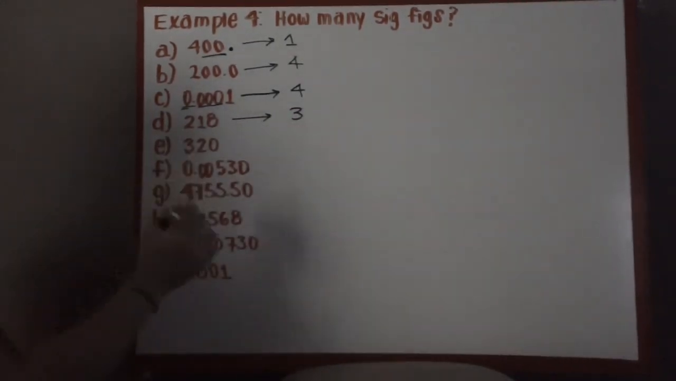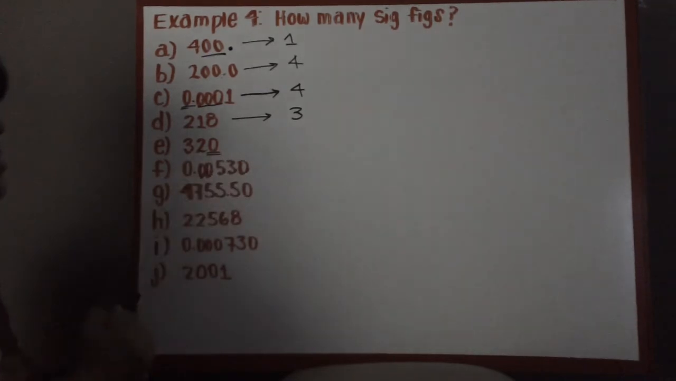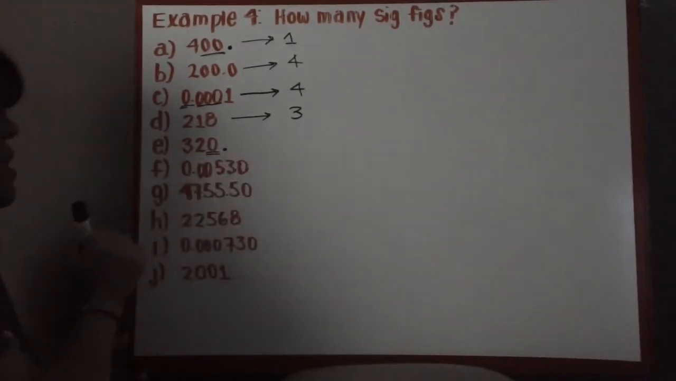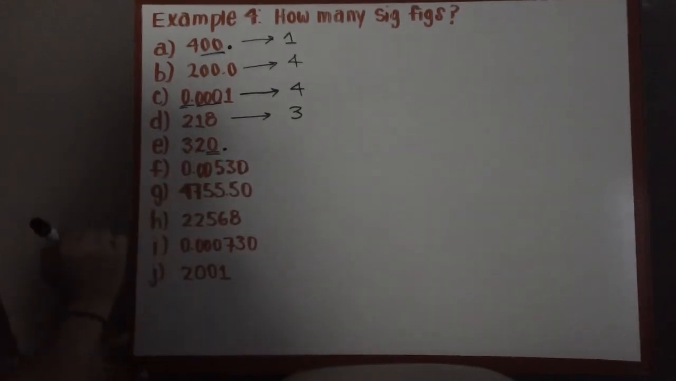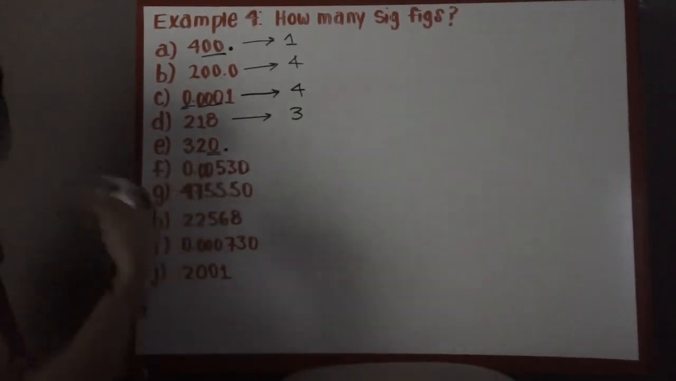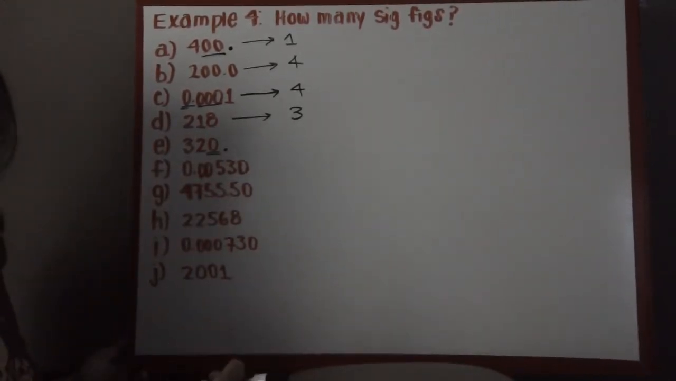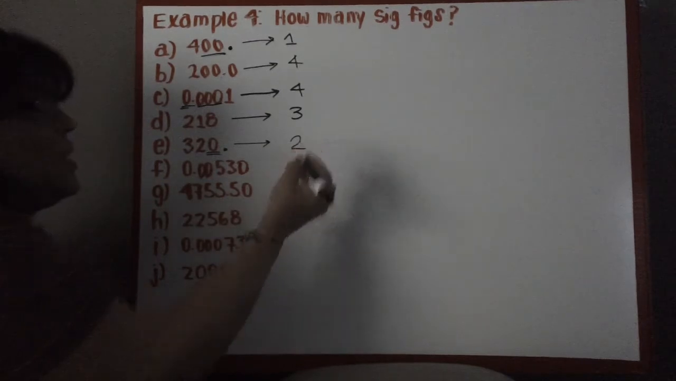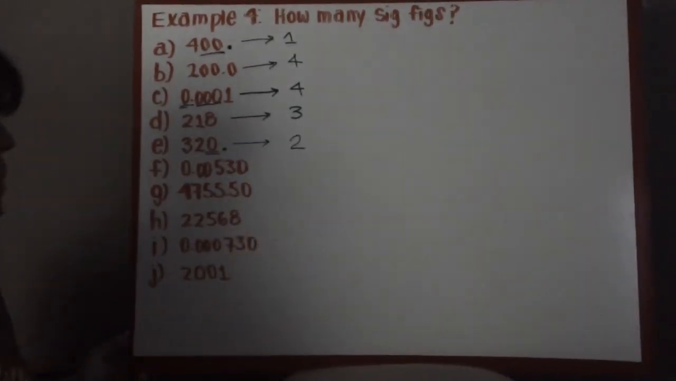Okay, what about this one? This is the zero that we're concerned with. Well, there's no decimal place, so if there was, it would be here. And this would be rule 3 as well, that the zero at the end of a number and to the left of the decimal place is not significant. So this one is going to have 2 significant digits or significant figures.